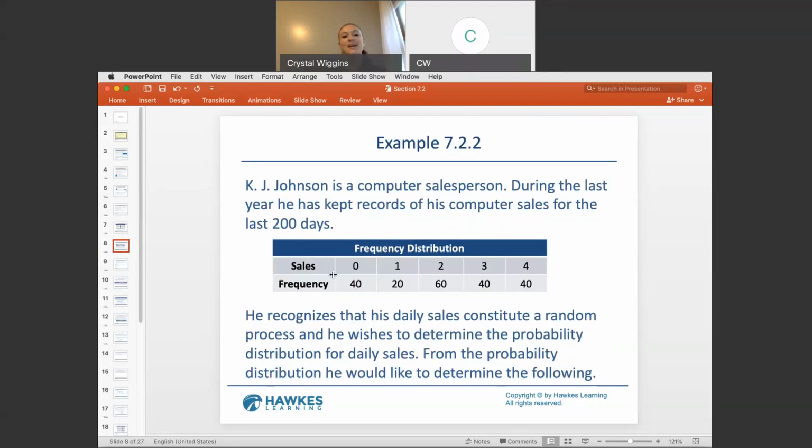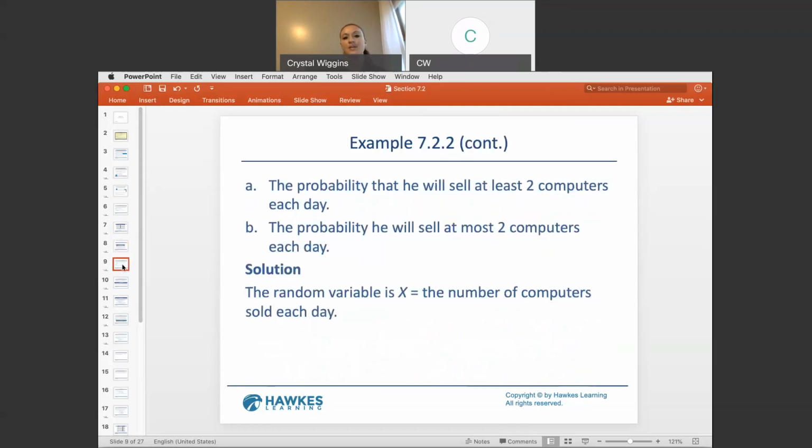So here we go. We have sales 0, 1, 2, 3, 4, and the frequency in which he has days with no sales. There were 40. Days that he had only one sale, there were 20, and so on. So he wants to calculate the probability that he will sell at least 2 computers each day. And subsequently, he wants to calculate the probability that he will sell at most 2 computers each day.